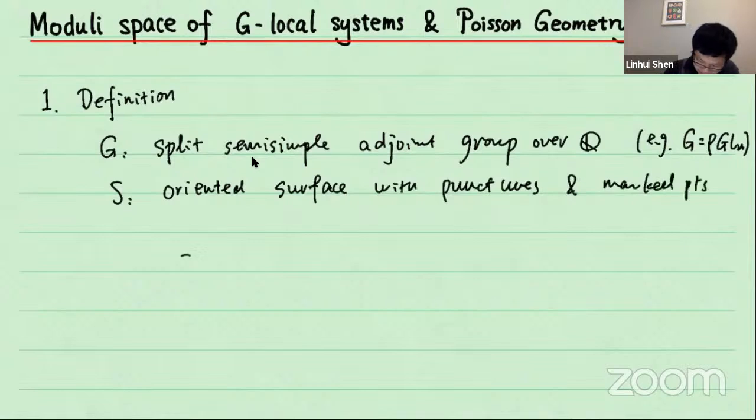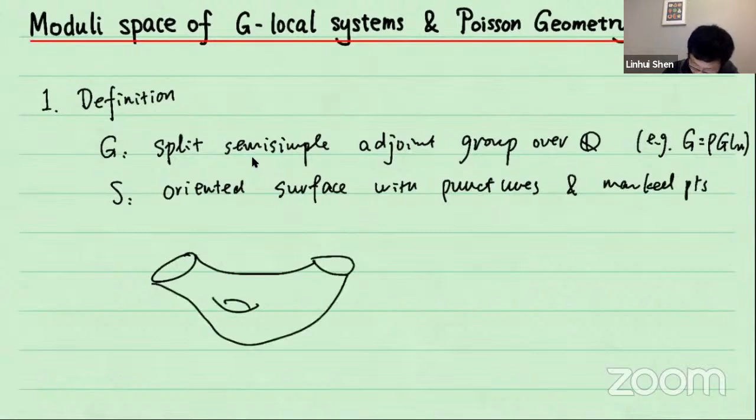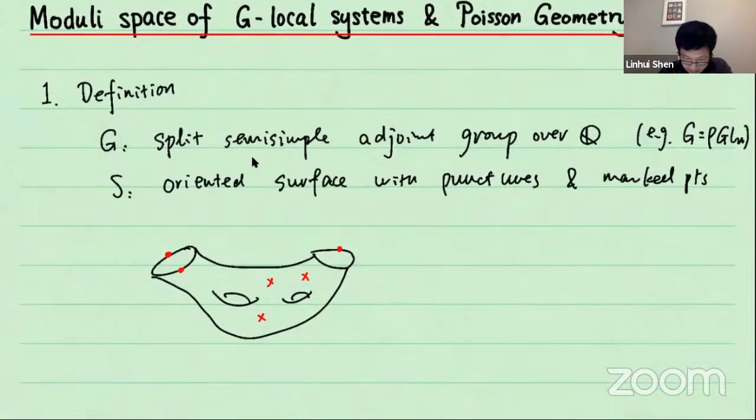Here is an example. We can consider a surface with or without a boundary. A puncture is just an interior point. Marked points are points on the boundary. I will also assume that each boundary circle has at least one marked point. So this is a surface S.